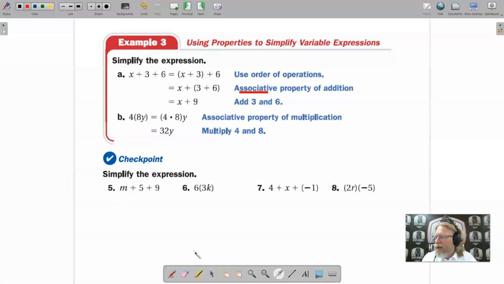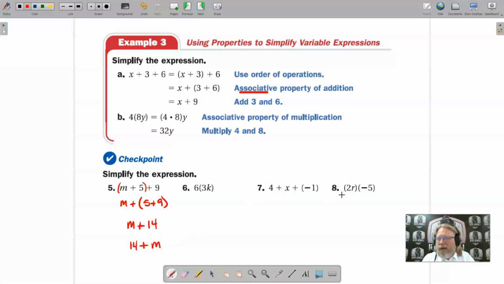In our checkpoint here, we are asked to simplify these. So on this one here, we have m plus 5 plus 9. Order of operations says you have to add these two first. But let's go ahead and reassociate using the associative property of addition. We can reassociate that 5 with the 9. Now we can do m plus, and 5 plus 9 is 14. Now, if you wanted to, you could actually use the commutative property again and call that 14 plus m. That would work as well.